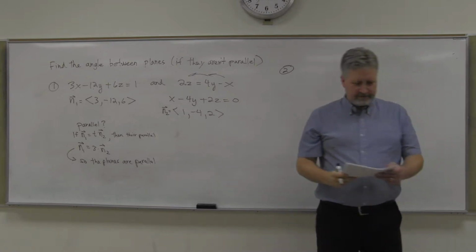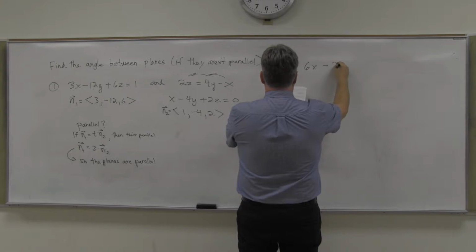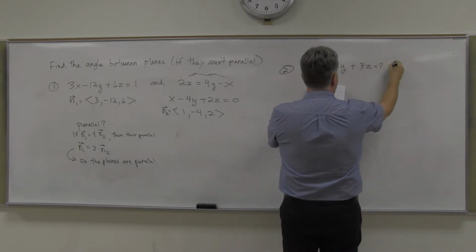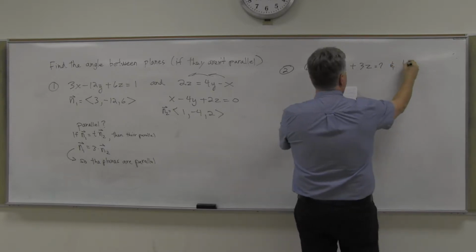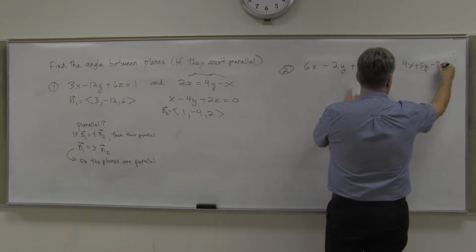Let's try number 2 here because I don't think they are parallel. All right, so we got 6x minus 2y plus 3z equals 7, and the other one is 4x plus 5y minus 7z equals 11.